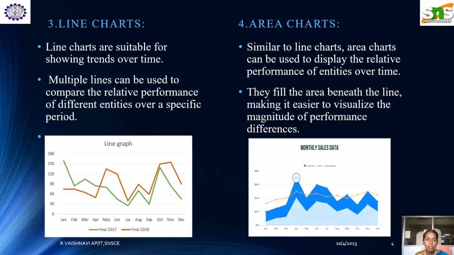Next one, third one is the line chart. Line charts are suitable for showing the trends over time. Multiple lines can be used to compare the relative performances of the different entities over a specific period. Here we have the line graph, for example. The green color represents the year 2017, and the other color represents the year 2018.